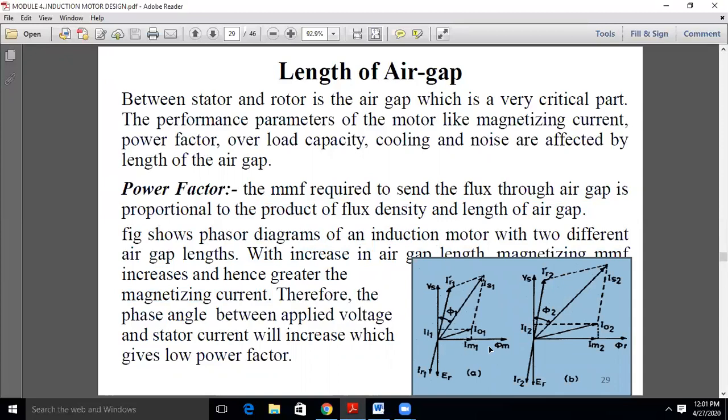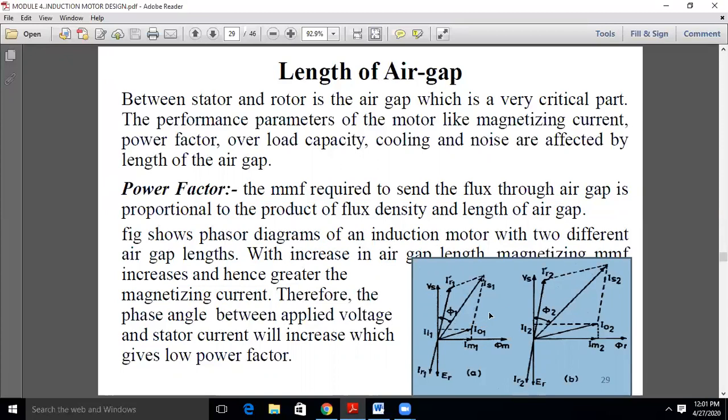We are taking phi m as the reference. This phi m is common in the induction motor. So this IM1 is in phase with phi m, so it is again a magnetizing component. It is in quadrature with this particular supply voltage. So whatever the no load component is there, it is given by I naught 1. I naught 1 is the algebraic sum of the core loss component and the magnetizing component.